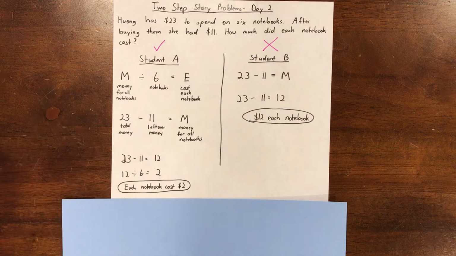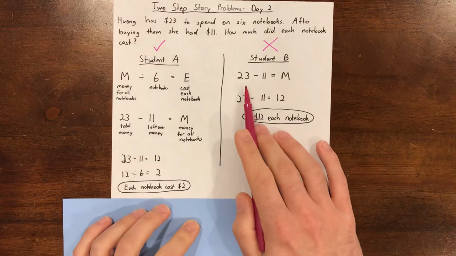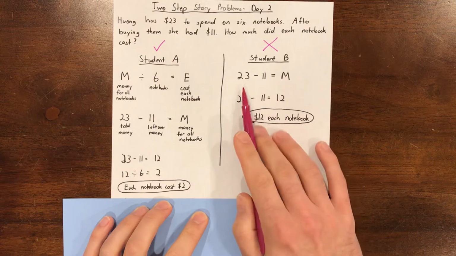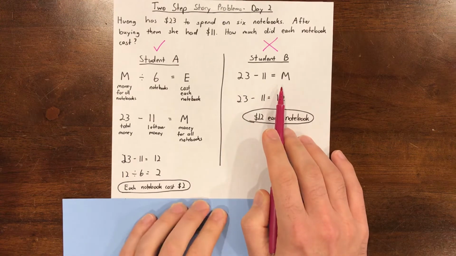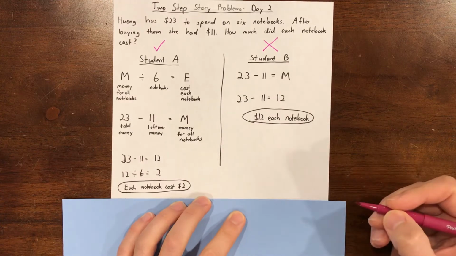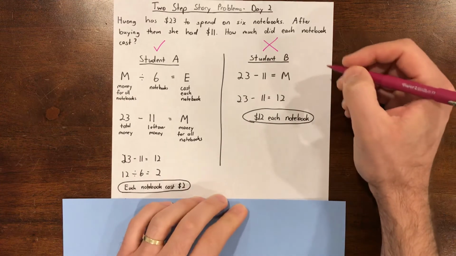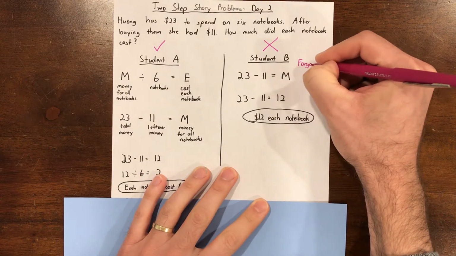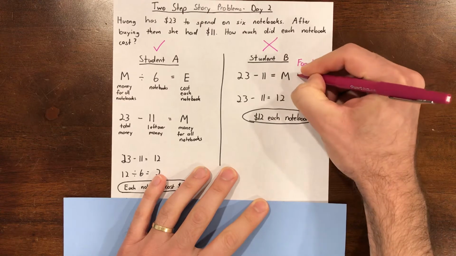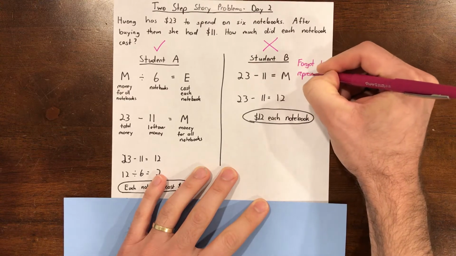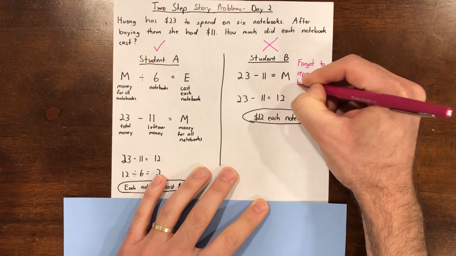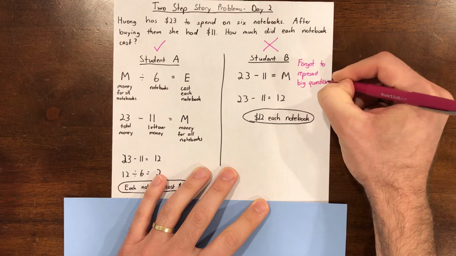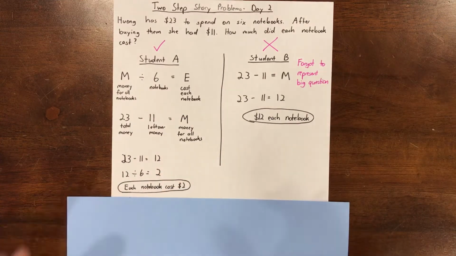Well, there's a couple you might have said, but one of the biggest ones is that student B only represented the big question, the little question for this problem. They did not represent the big question the story's asking them to solve for. So let's put here, forgot to represent the big question. Okay, great.